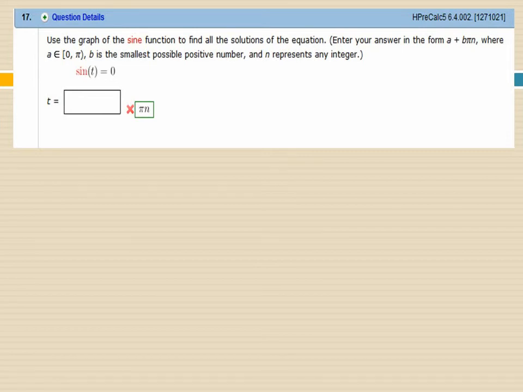I'm going to skip over some of these for the YouTube videos because they're similar, but I'm going to post this PowerPoint so you can see the problems to work with them. So on this one, they want you to use the sine function to find all the solutions to the equation.